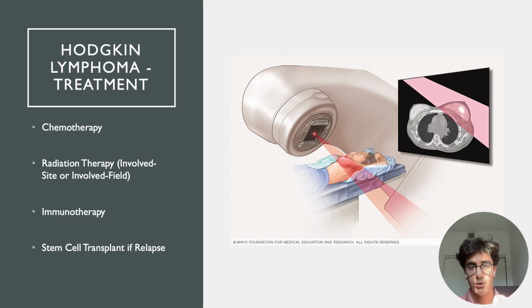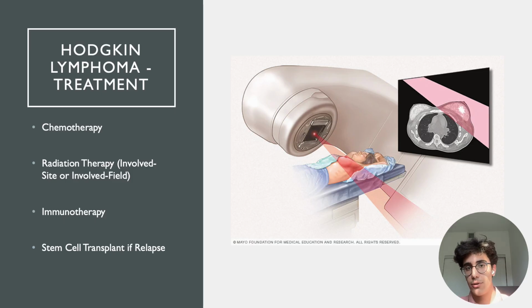Hodgkin lymphoma can also be treated through radiation therapy, involved site or involved field, and it's used in early stages and or for extra local control. In the diagram here, you can see radiation therapy is used for breast cancer. The advantage of radiation therapy is that it only affects the cancer's tumor, of course, and very little healthy tissue around the tumor. Unlike chemotherapy, where the drugs affect the cancer's tumor and all the healthy cells in the body, which is pretty bad.